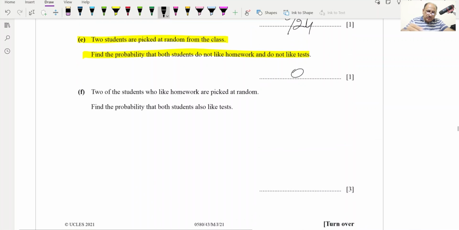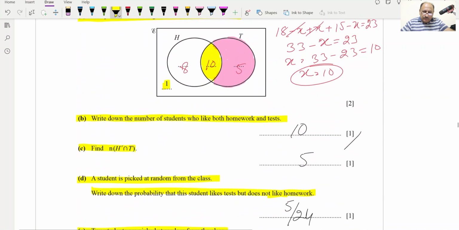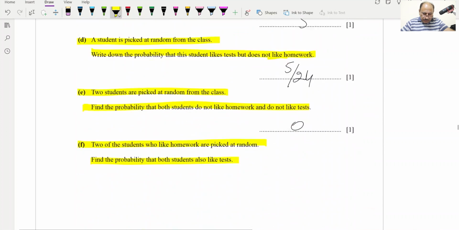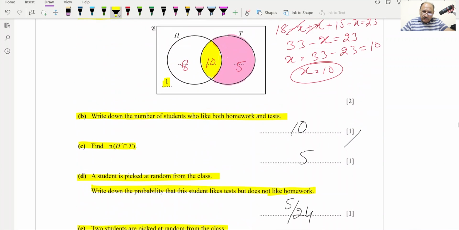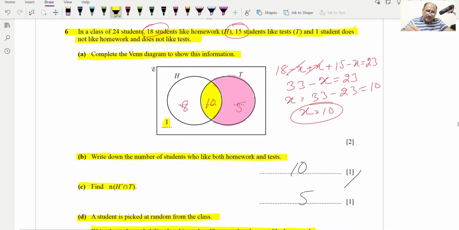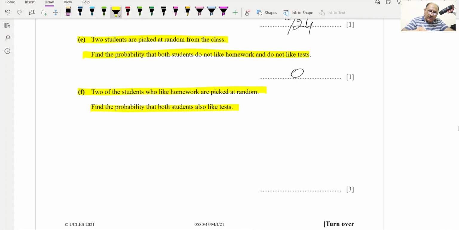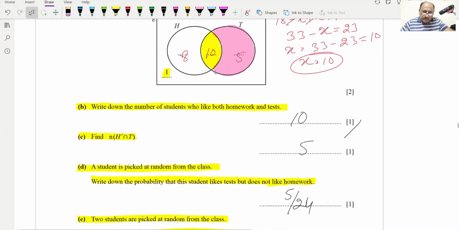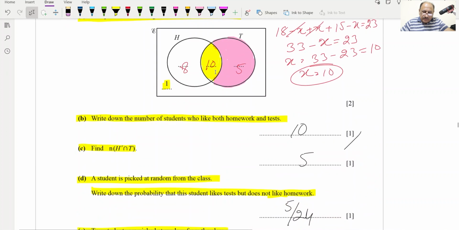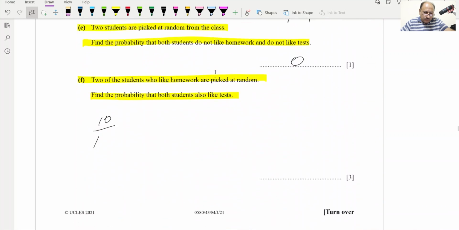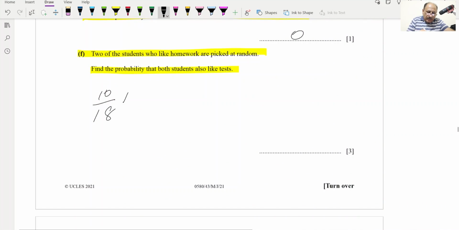So 2 of the students who like homework are picked at random, find the probability that both students also like test. So the people who are liking homework and also like test are 10. So when we take the first one, it will be 10 out of total, which is 18. Basically homework will be 18, so 10 out of 18, and 1 is gone.